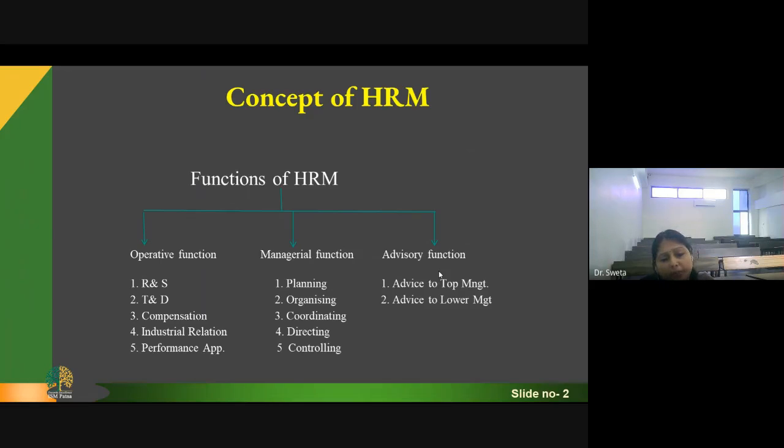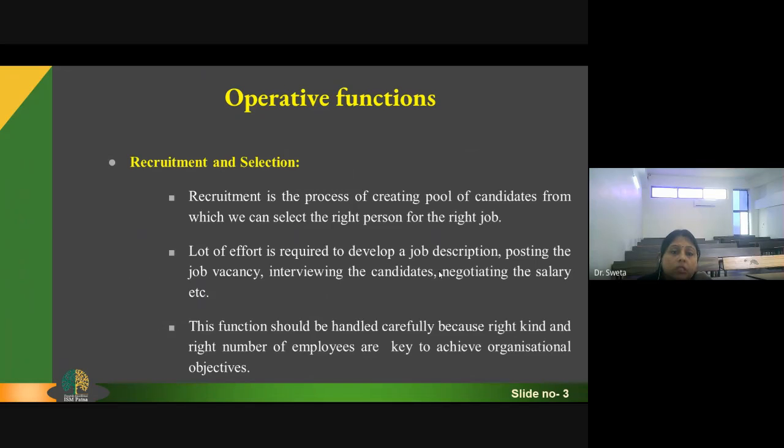The operative functions are not limited to only these functions, but here we have just taken the major functions that are being performed by an HR manager in the organization. So, moving towards the operative functions, first recruitment and selection. If we talk about recruitment and selection, it is the most important function of human resource management.